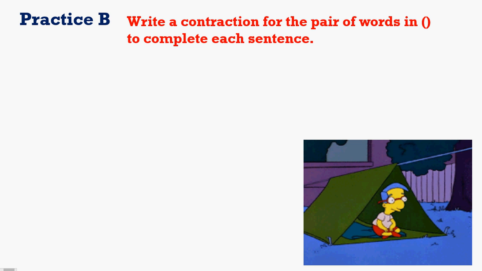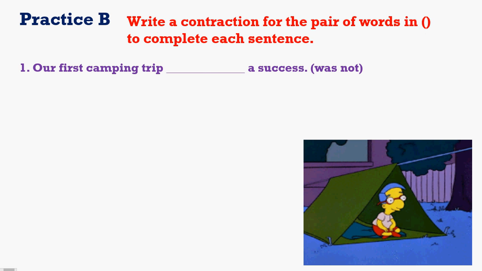The instruction is, write a contraction for the pair of words in parentheses to complete each sentence. Okay? Number 1. It says, our first camping trip, a success. So we need to put the contraction of the words was not. The answer is wasn't. Wasn't. Repeat with me.